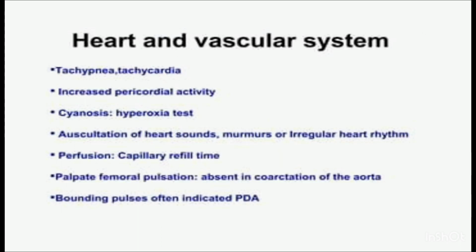In the examination of the heart and vascular system, look for tachypnea, tachycardia, increased precordial activity, cyanosis, hyperoxia test, auscultation of heart sound, murmur or irregular heart rhythm, perfusion, capillary refill time, and palpate femoral pulsation, absent in coarctation of the aorta. Bounding pulses often indicate PDA.